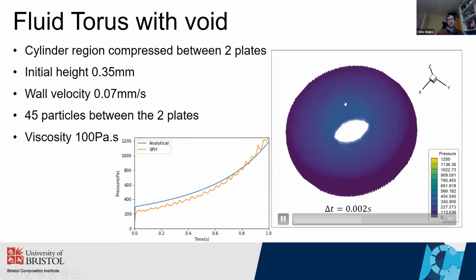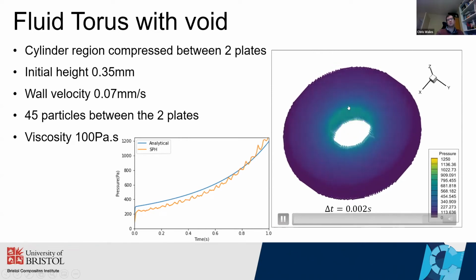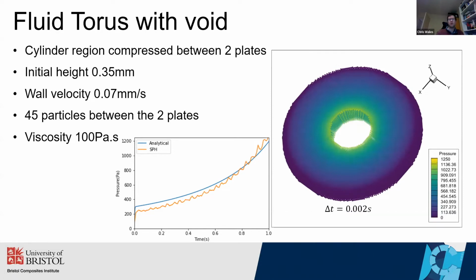And then as we compress it, the gas volume increases, the gas pressure increases in the center region, which then transfers onto the SPH, and we get a slight widening of the hole as the gas pressure increases. And then we've once again got SPH comparison to analytical result.